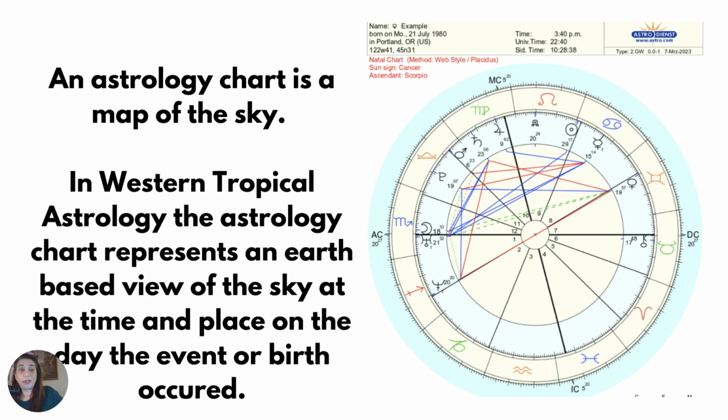So, first of all, an astrology chart is the map of the sky. In Western tropical astrology, the astrology chart represents an Earth-based view of the sky at the time and the place on the day the event or birth occurred. And I say event because everything has an astrology chart, everyone has an astrology chart.